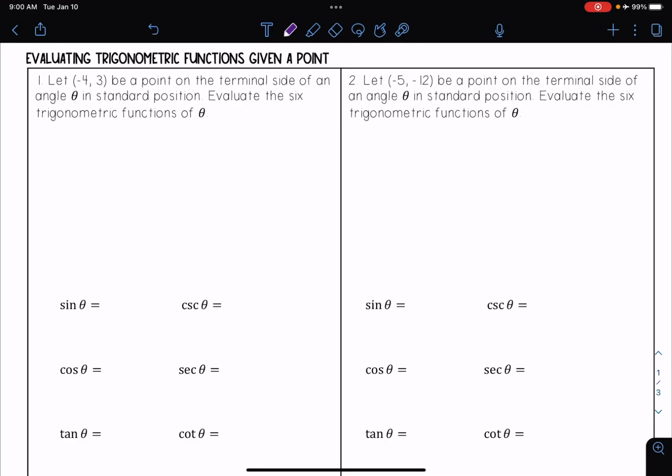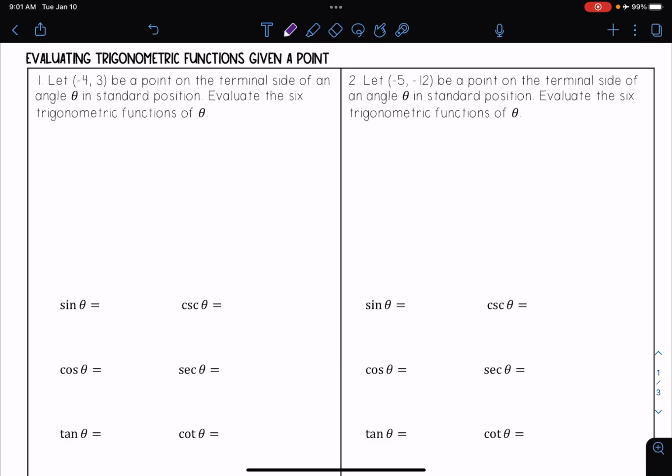In this video, we're going to be looking at evaluating trigonometric functions given a point. Number 1 says, let negative 4, 3 be a point on the terminal side of an angle theta in standard position. Evaluate the 6 trigonometric functions of theta.